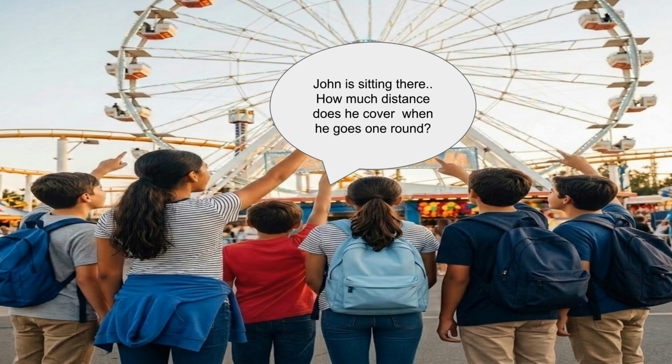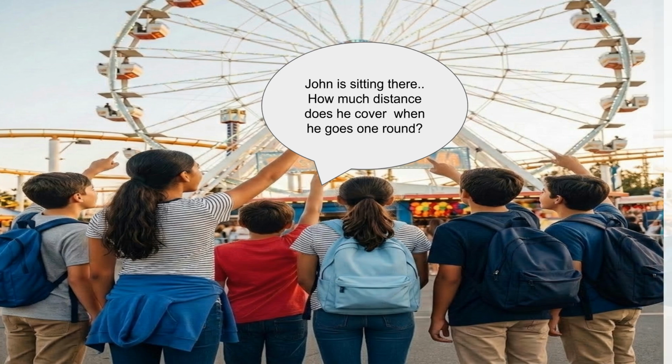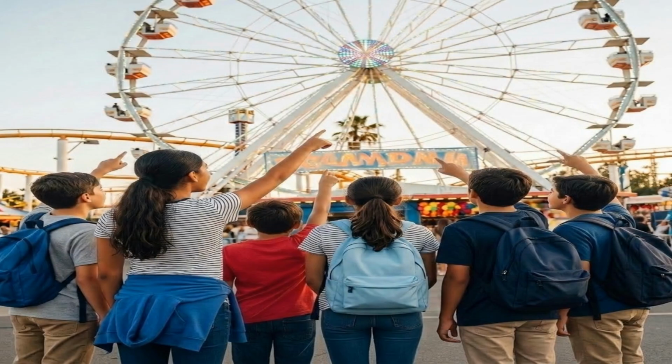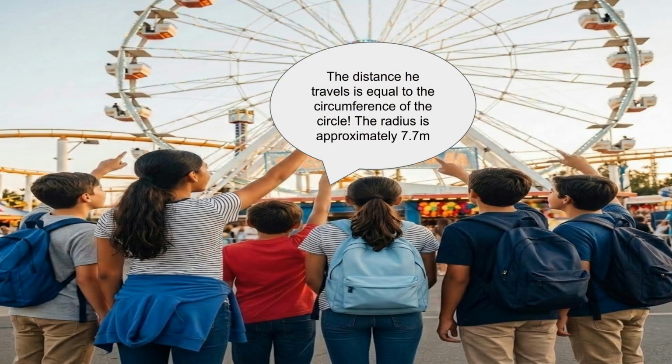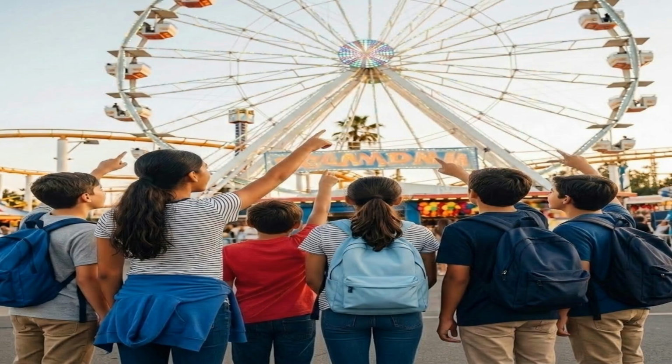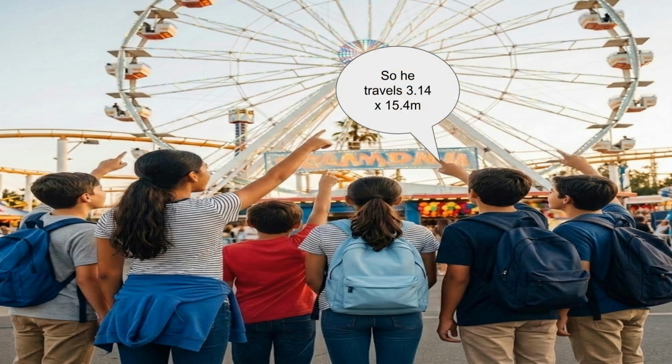If he goes one full round, what distance does he cover? The distance traveled in one full round is equal to the circumference of the circle. Let's assume the radius is approximately 7.7 meters. To find the circumference, we use the formula, pi times the diameter. The diameter is twice the radius, so 15.4 meters. Therefore, the distance traveled is 3.14 times 15.4 meters.